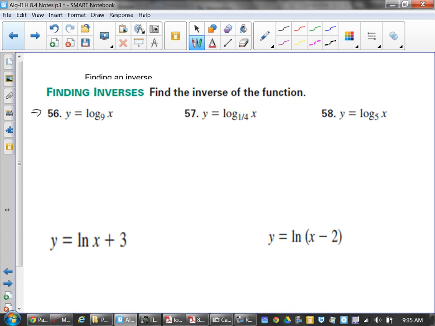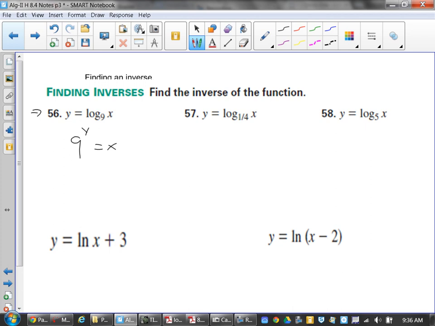So let's see, what would that be? What is it? 9 to the y is x? You may use your calculator now. That's, by definition, really all right.